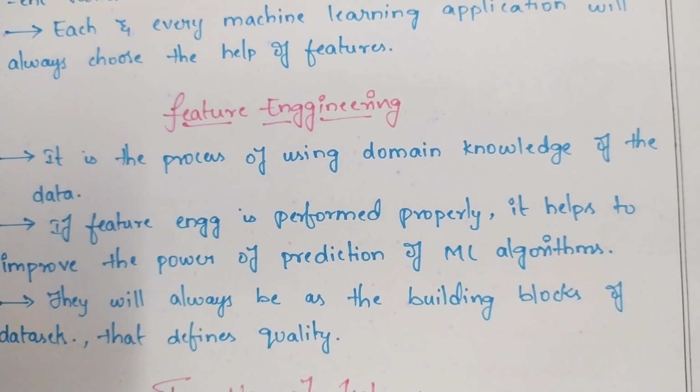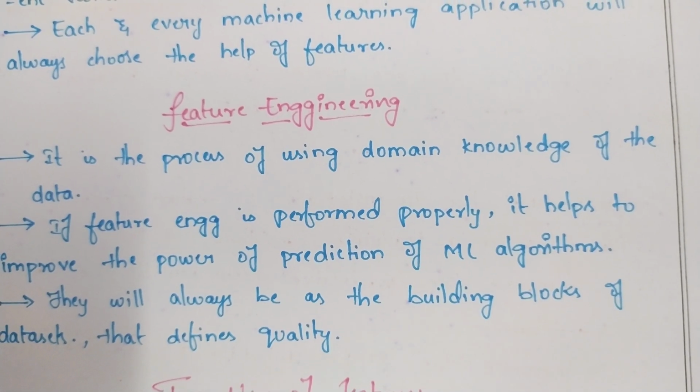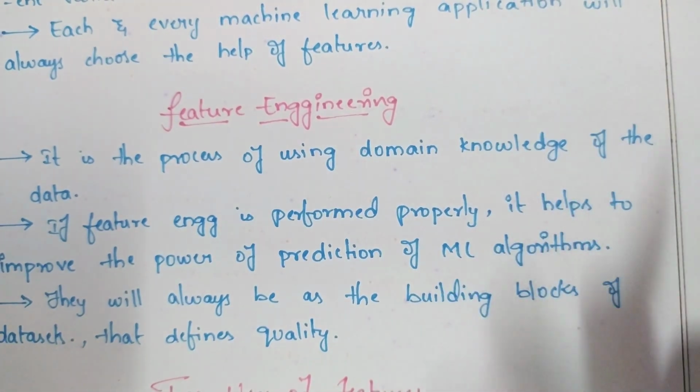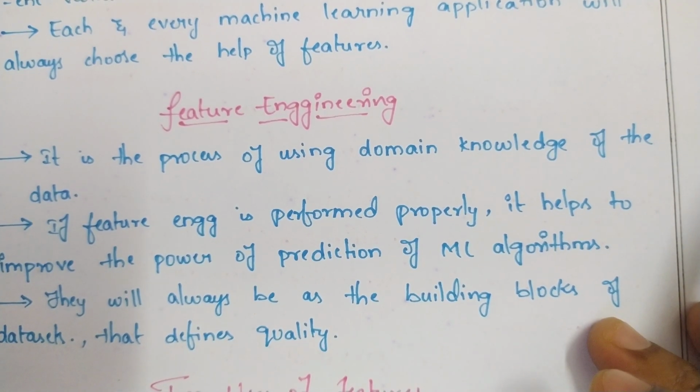Then the prediction of machine learning algorithms improves, and that defines the best quality, right? That means whatever we choose is always for the best quality. That will always be the building blocks of the data sets that define quality. So being the building blocks of the data set, it has to define the quality. That means it has a major impact on the quality of insights that you will get while using the data for machine learning. Hope you get my point.